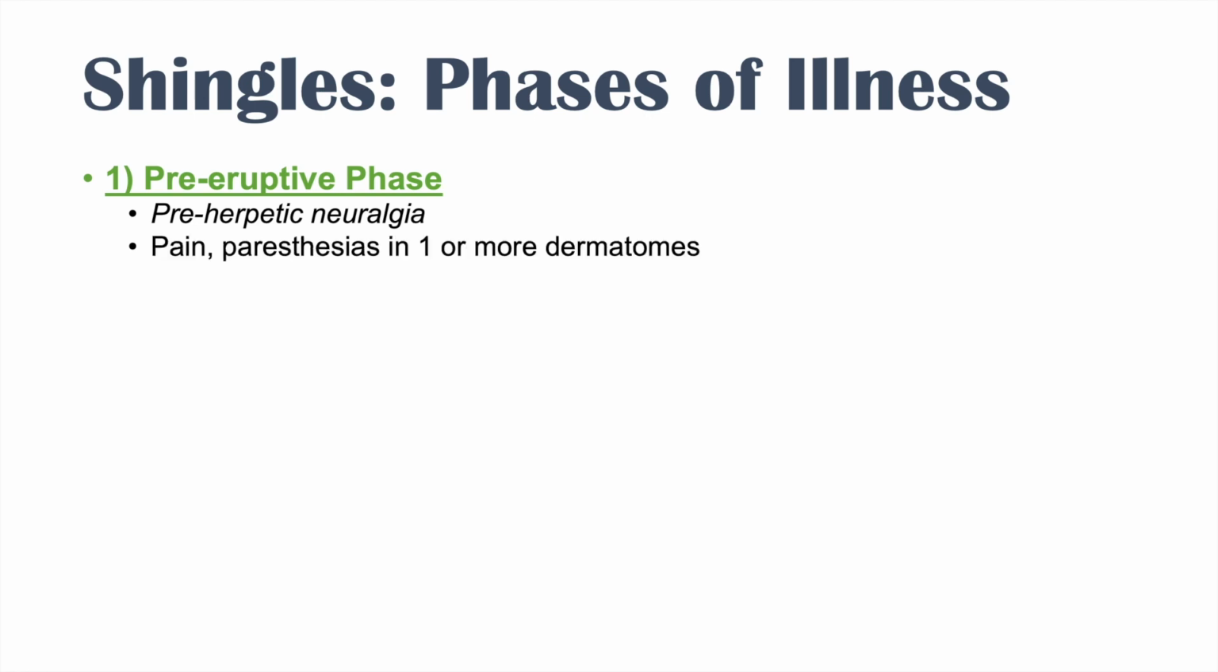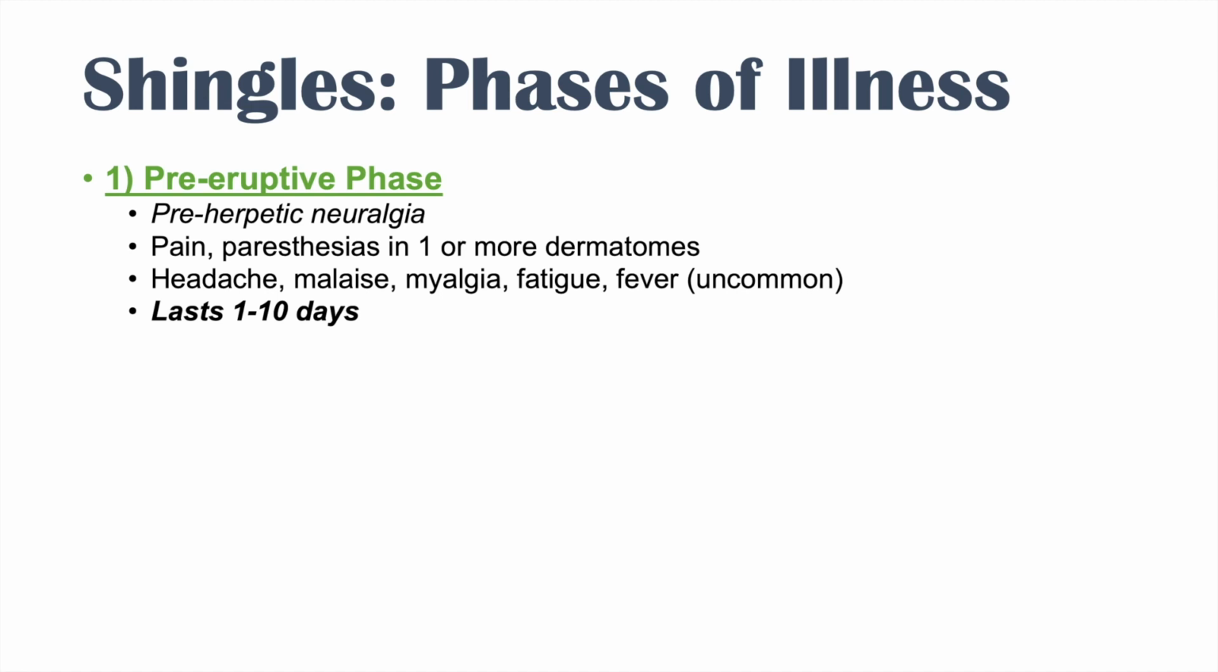So shingles has three phases of illness. The first one is what we call the pre-eruptive phase. Pre-eruptive phase is also what we call pre-herpetic neuralgia, because there is neuralgia, there is nerve pain, prior to the eruption of herpetiform vesicles. The pain is generally severe, and we can see what we call paresthesias as well, numbness, tingling sensations in the area, usually in one or more dermatomes. And the pre-eruptive phase is associated with other systemic symptoms like headache, malaise, myalgia, fatigue, and uncommonly fever. This phase generally lasts 1 to 10 days.